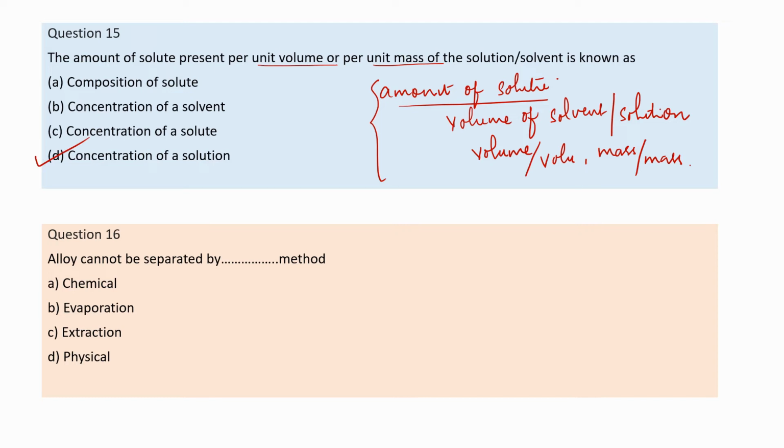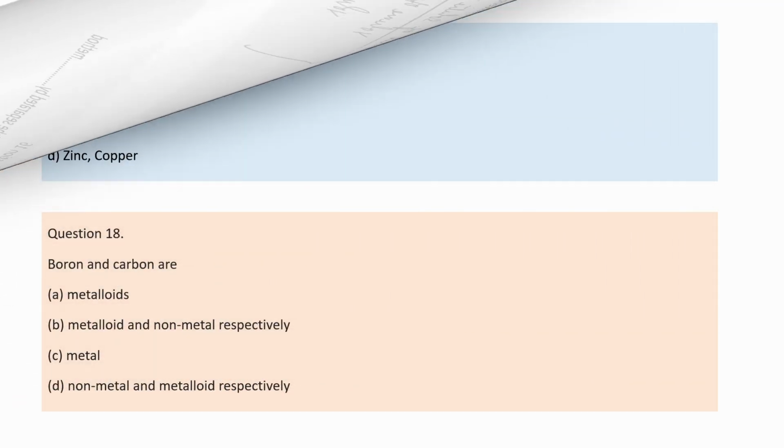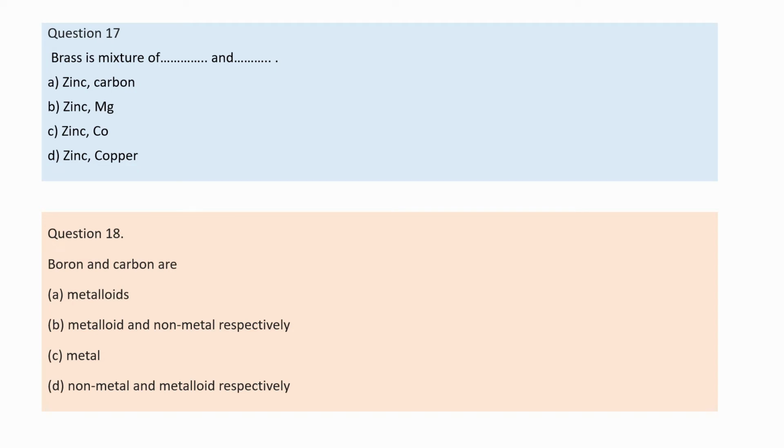Alloy cannot be separated by which method? Chemical, evaporation, extraction and physical. So via chemical method we can separate the alloy. Evaporation is also a physical method. And extraction is again a chemical process by which we can separate the alloy. Option D is the correct option, that we cannot separate alloy by physical method. Next question is, brass is a mixture of zinc and copper. CO here represents cobalt, so this is wrong. Zinc and copper is the correct option.